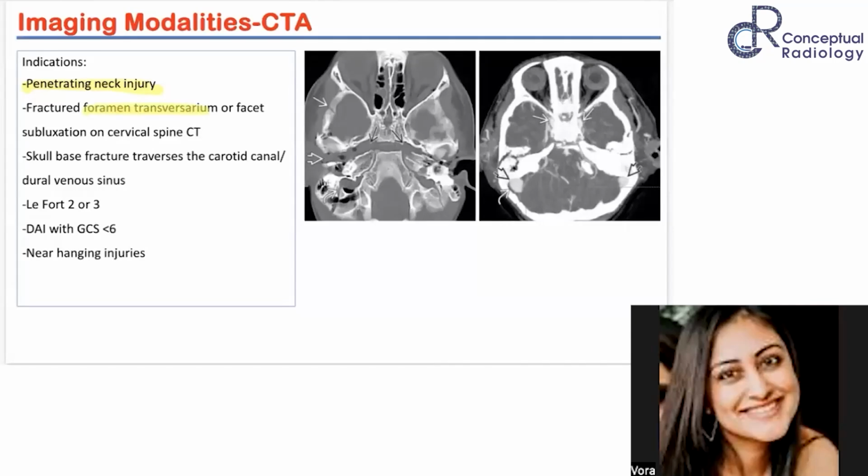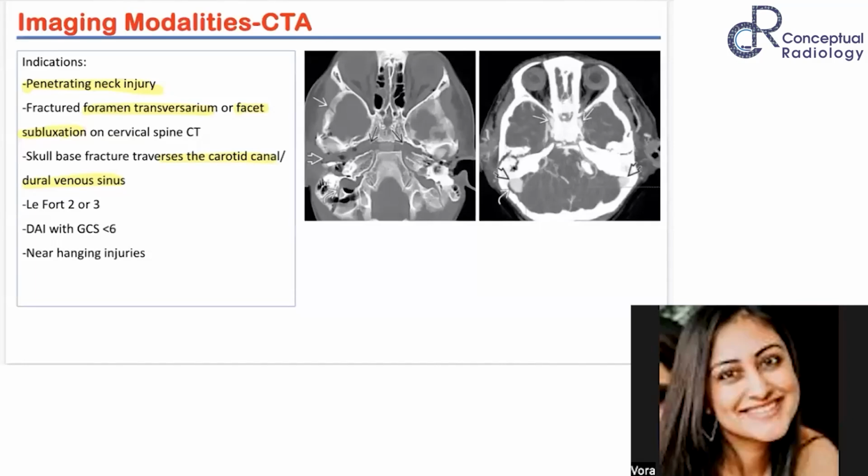One would be a foramen transversarium fracture on a C-spine CT, or a facet subluxation when you want to look for vertebral artery trauma. Skull base fracture that traverses the carotid canal, or any location of the dural venous sinus. Like, look at this case here.